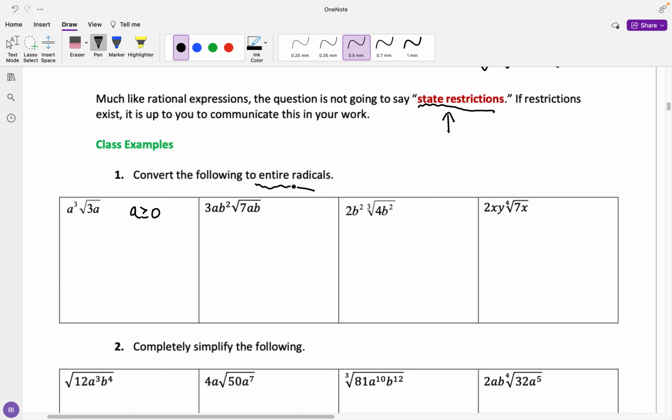The rest of this, converting to entire radicals, is not anything new per se. We're just going through this process, a cubed, but then I'm going to square root and square it, and then multiply by 3. That is a to the 6. We get 3a to the 7. And I should state my restriction here.